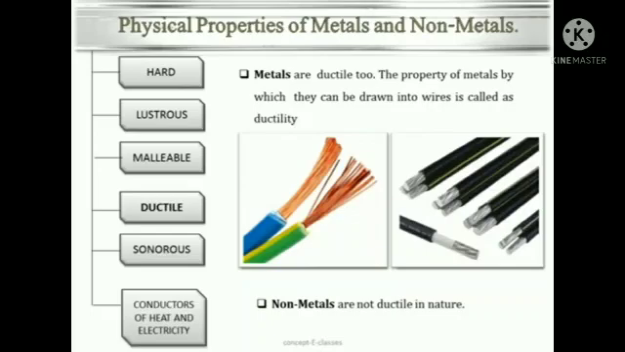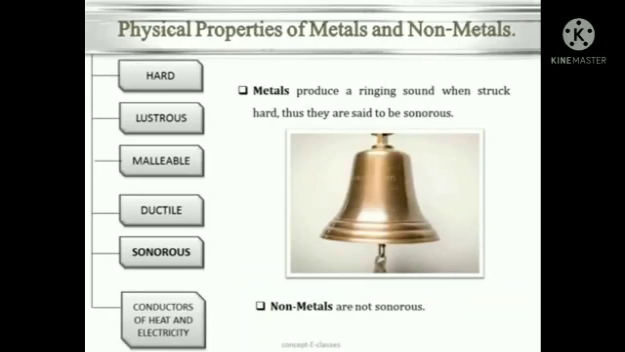And we have not seen a wire made of carbon and coal. So non-metals are not ductile in nature. The next property is sonorous. Metals produce a ringing sound when struck hard, thus they are said to be sonorous.